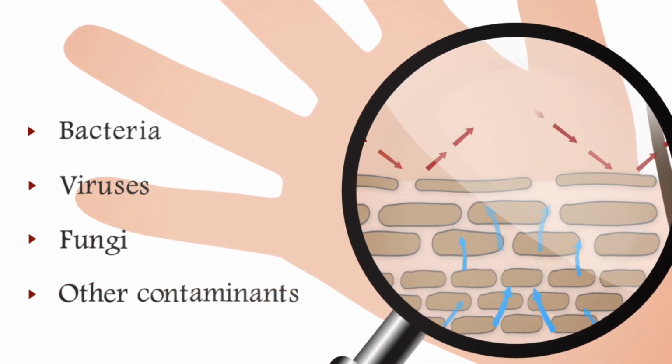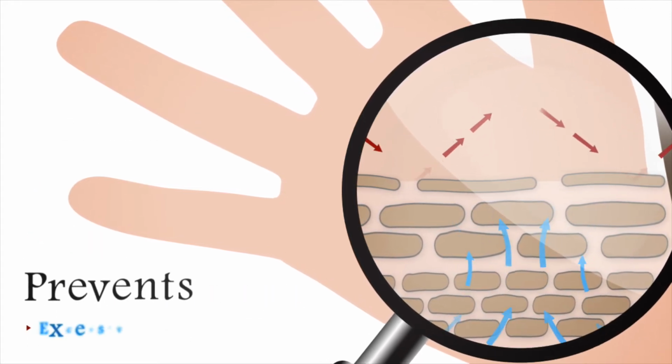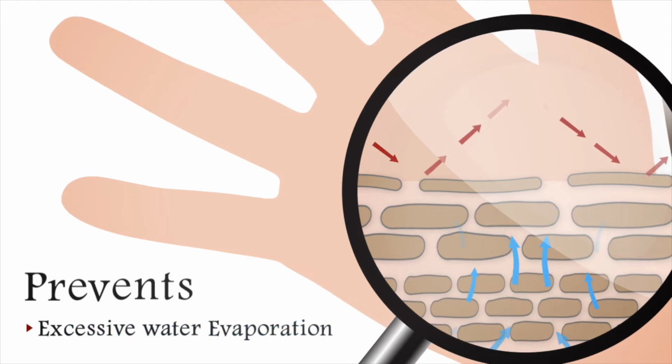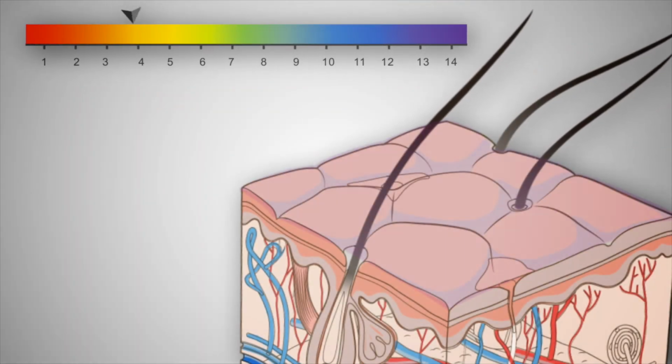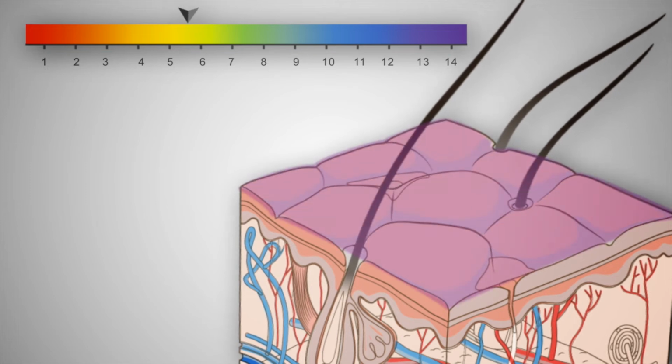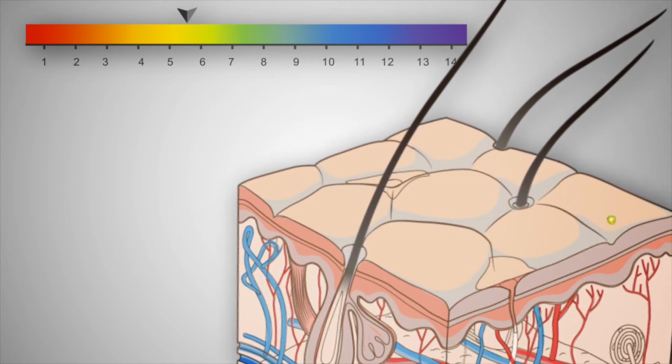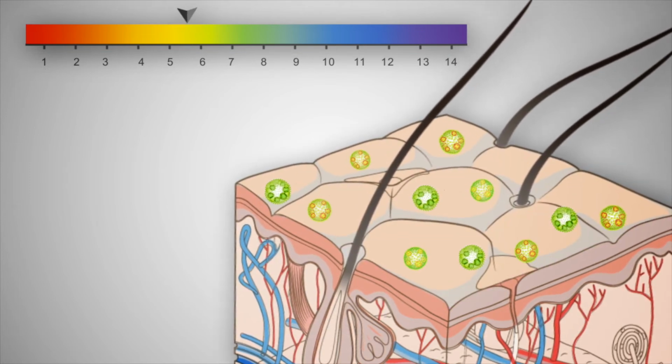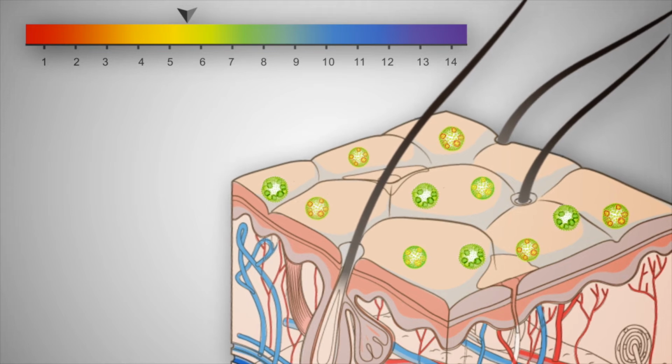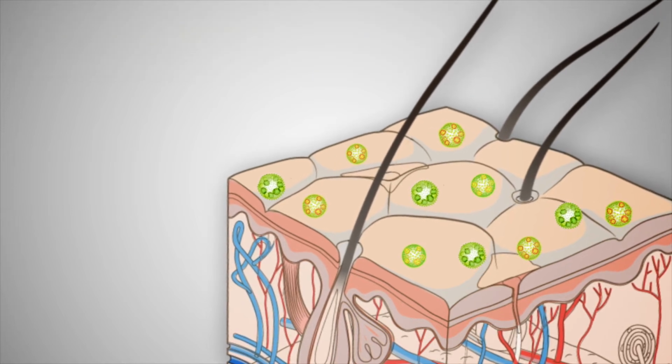The acid mantle also helps to prevent excess evaporation of water from the skin. The hydrolipid film gives healthy skin its slightly acidic pH. This provides the ideal environment for skin-friendly microorganisms, known as resident skin flora, to thrive.